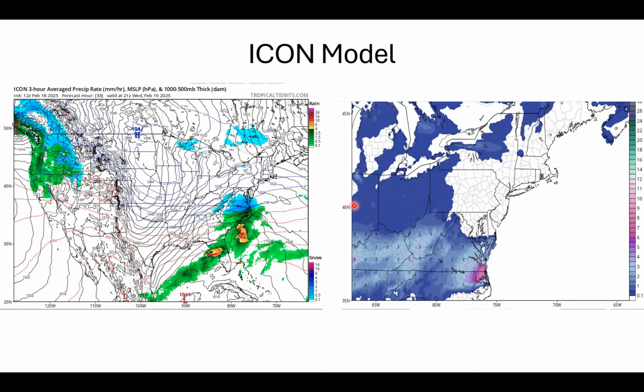Let's look at the ICON model. Now, this is the 12Z run. The 18Z is now out. Very similar model output here for the 18Z. So everything, again, model-wise is locking in pretty much with the ICON model.